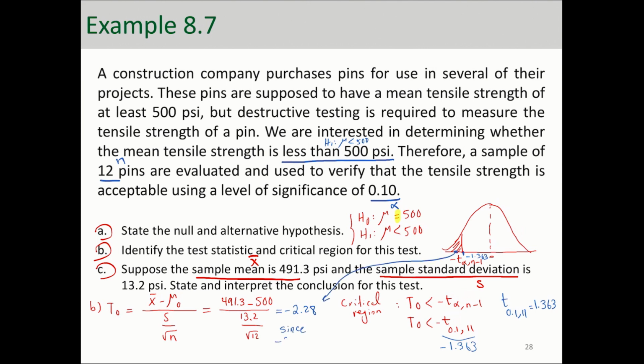So since negative 2.28 is less than negative 1.363, we reject the null hypothesis. Rejecting the null hypothesis means what? This is the null hypothesis, and that says the mean tensile strength of these pins is 500 psi. Well, we rejected that. Based on the sample that we took, it looks like the mean tensile strength is less than 500. So we accept the alternative hypothesis.